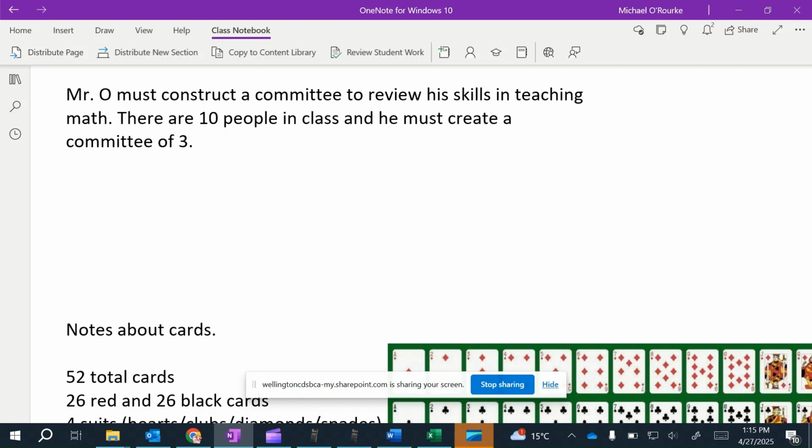So Mr. O must construct a committee to review his teaching skills in math. There are 10 people in the class. He must make a committee of 3. So that's our options. We have 10 total options, and I need 3 there.